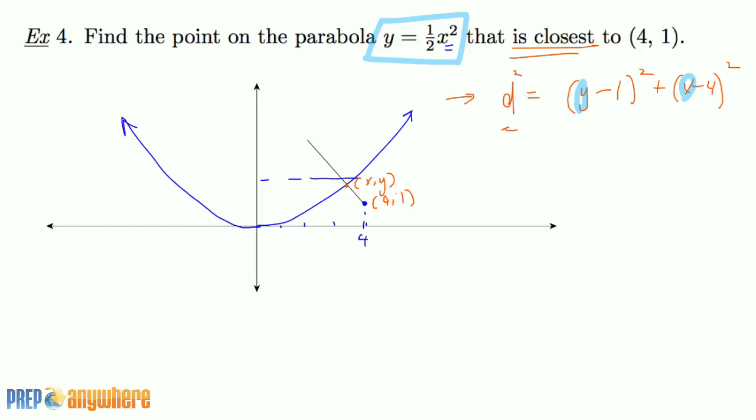Yes. Right? So I can replace this y with this. And then we get distance squared is equal to (half x squared minus 1) squared plus (x minus 4) squared. This is not the only way, but I'm trying to be consistent with our procedure of optimization. There are other ways to solve this problem too. Okay, so let's call this distance squared our function of x, because I don't like writing distance squared. Okay, so let's optimize distance squared, right?